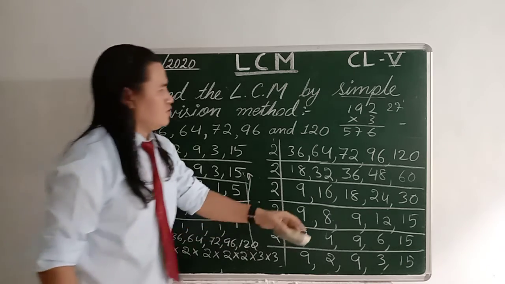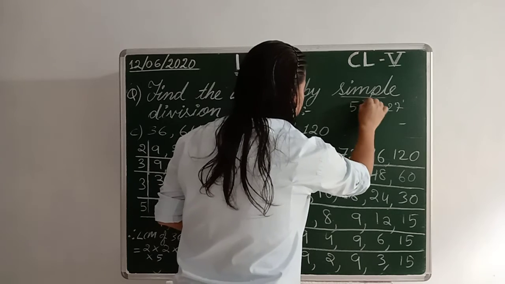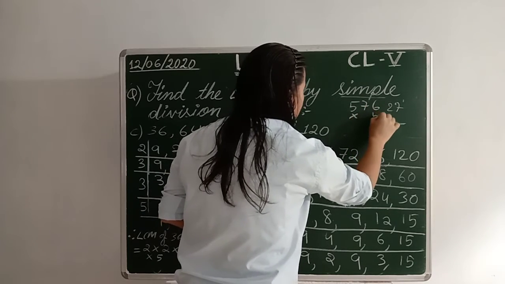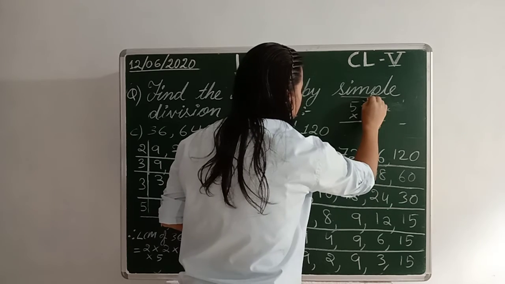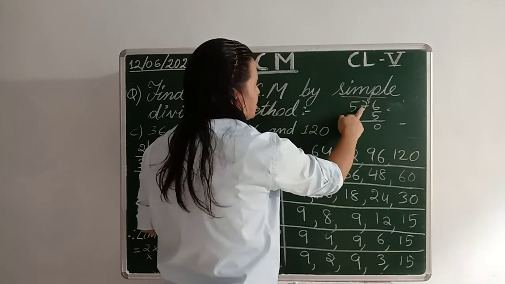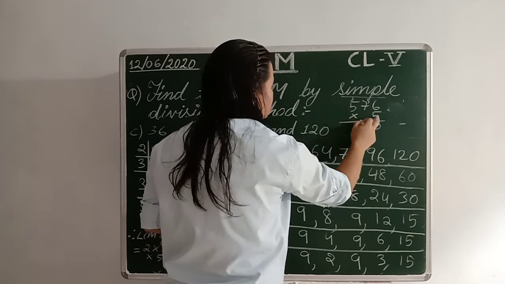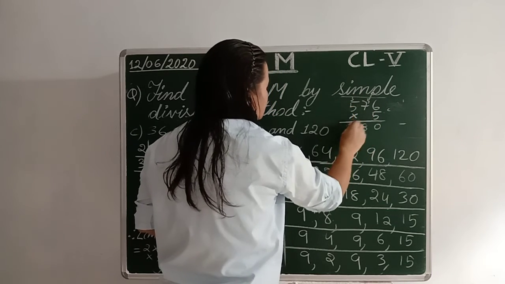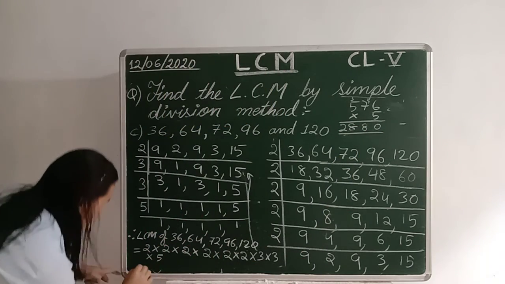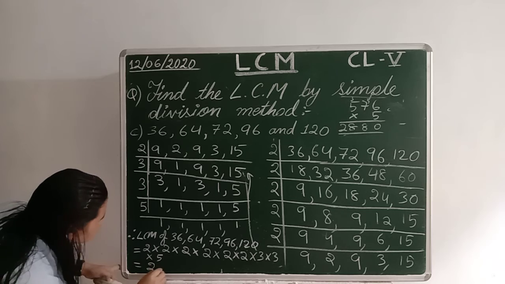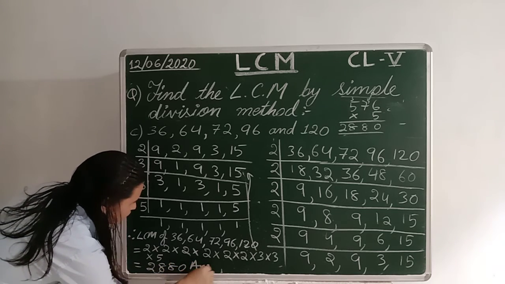Now what is left out here? 5. That means into 5. 576 into 5. Now multiply it. 5 6s are 30, 0 carry over 3. 5 7s are 35, plus 3, 38. 8 carry over 3. 5 5s are 25, plus 3, 28. So at last you got the answer, that is 2880. This is your answer.